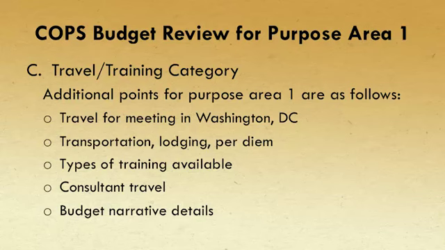The COPS office agrees with the information that was just explained for this category. Additional points for Purpose Area 1 are as follows. For Purpose Area 1, the applicant should include the estimated cost for travel and accommodations for 2 staff to attend 1 3-day-long meeting in Washington, D.C. This is not mandatory, but may occur. Airfare, lodging, per diem, and mileage reimbursement for meeting or training costs related to purpose area activities, including costs associated with any DOJ-required training and anti-methamphetamine training.